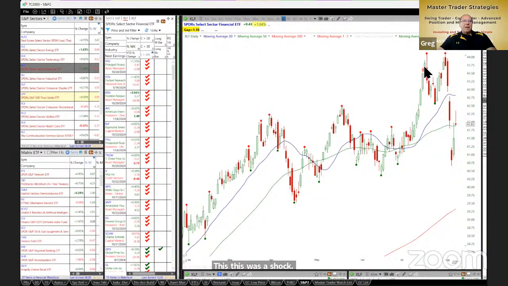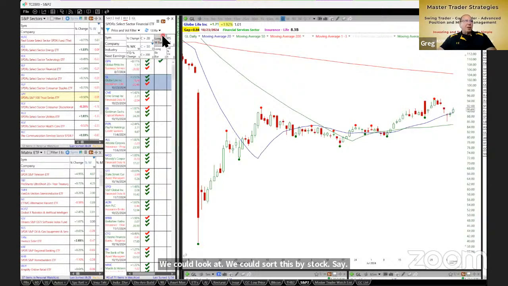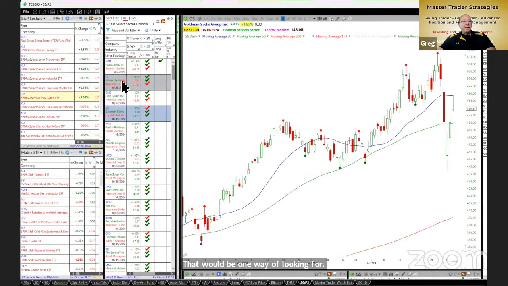Where it became climactic on the way up, a very potent reversal, and then a retest and a very potent reversal. And we could sort this by stocks that are above their 50 MA. I could even put a column in here that says show me percent from a 50 MA and then sort it by the ones that are the most extended. That would be one way of looking for setups. There's just so many different things you can do with the platform.